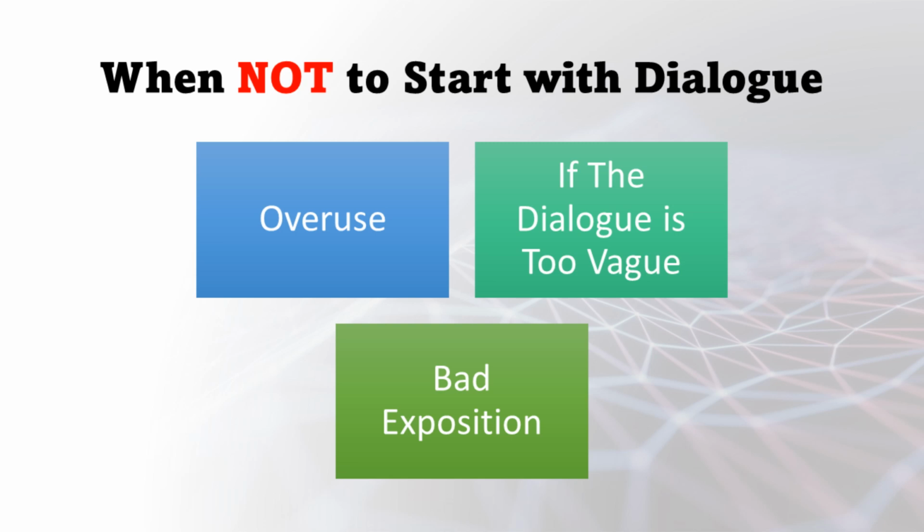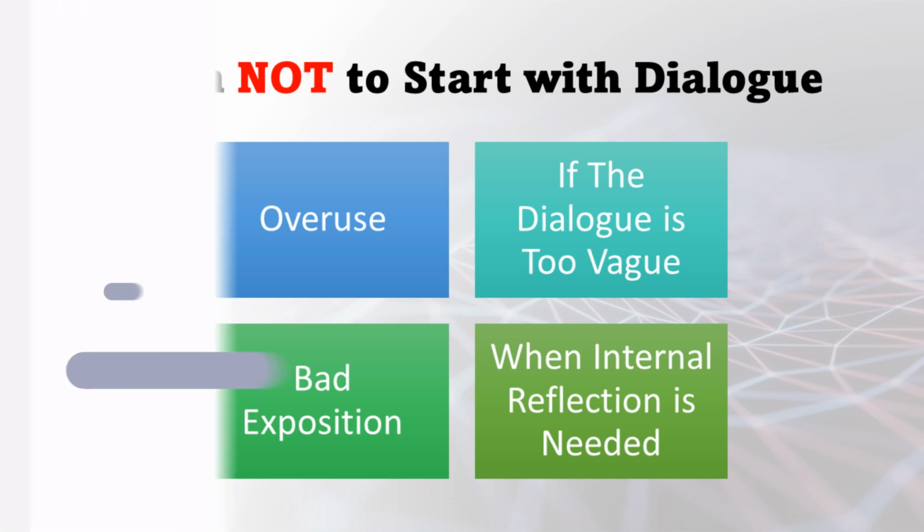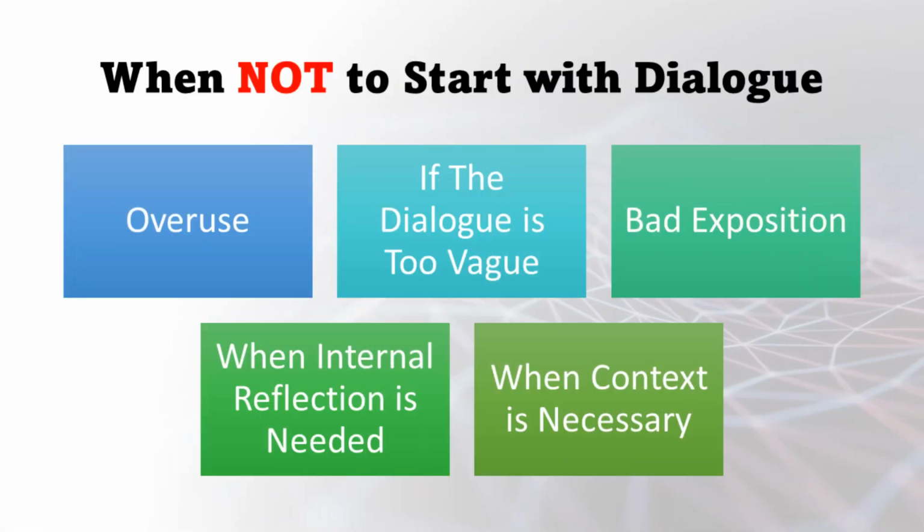Plus, it's just not the most interesting thing if it's the very first chapter. 4. When internal reflection is important, such as if a chapter is focused on a character's internal journey or a significant decision. And 5. When context is important, like if the dialogue won't make sense without understanding the setting or situation. Some scenes need an establishing shot first.